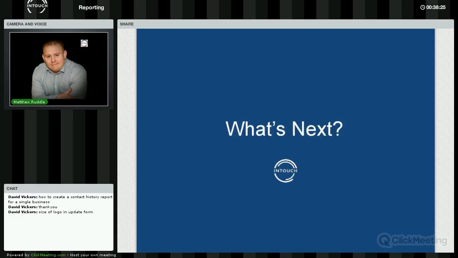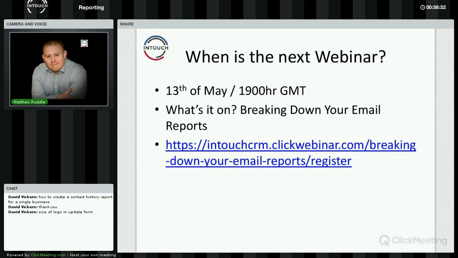So what's next? Besides everybody going off and trying to run reports and playing with their data, the next thing is going to be the webinar on the 13th of May, which is a Wednesday night again. So it's 2 weeks today at 7 o'clock GMT. It's going to be on breaking down your email reports. So again, along the same theme of reporting, we're going to be looking at your email reports and what they actually mean. What is an open rate? What classes an inactive? Those are the things we're going to be looking at.